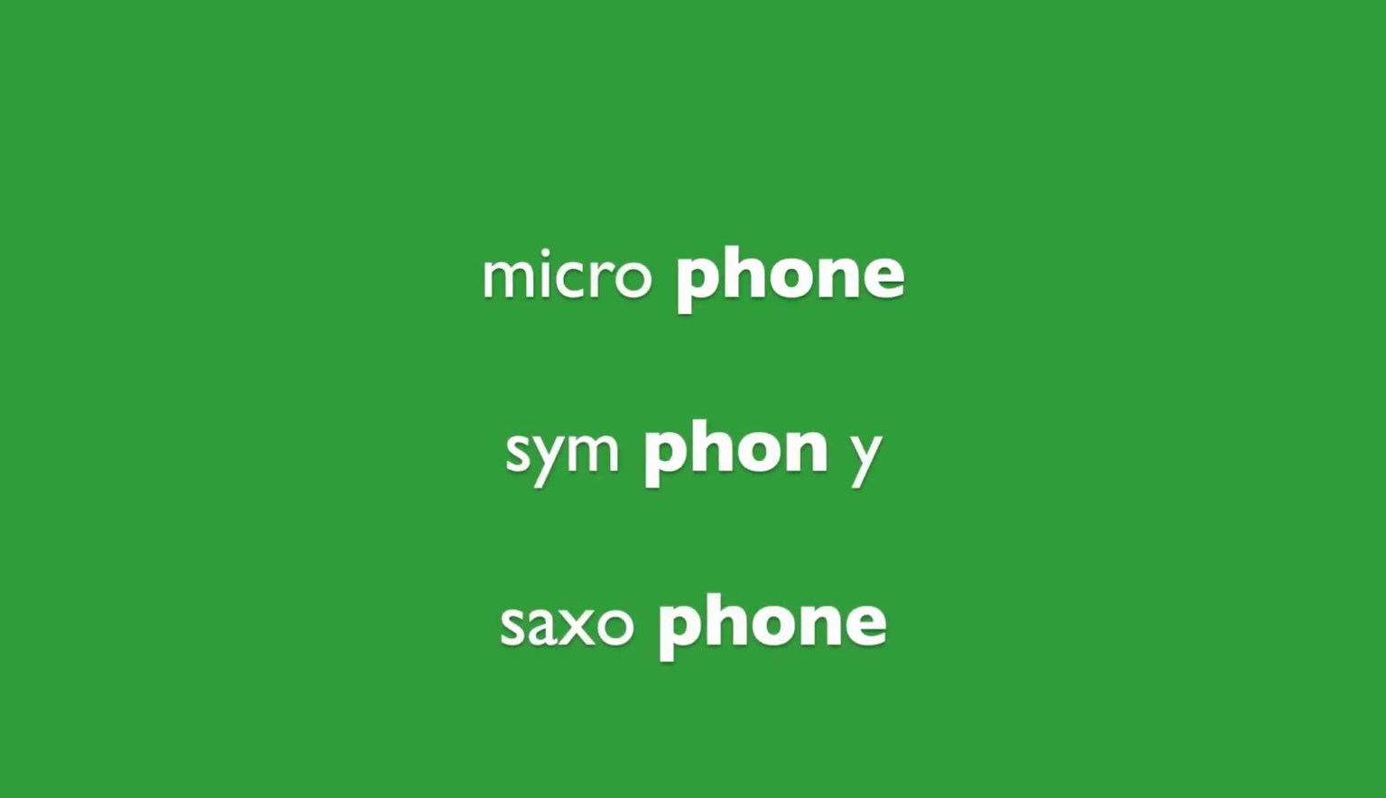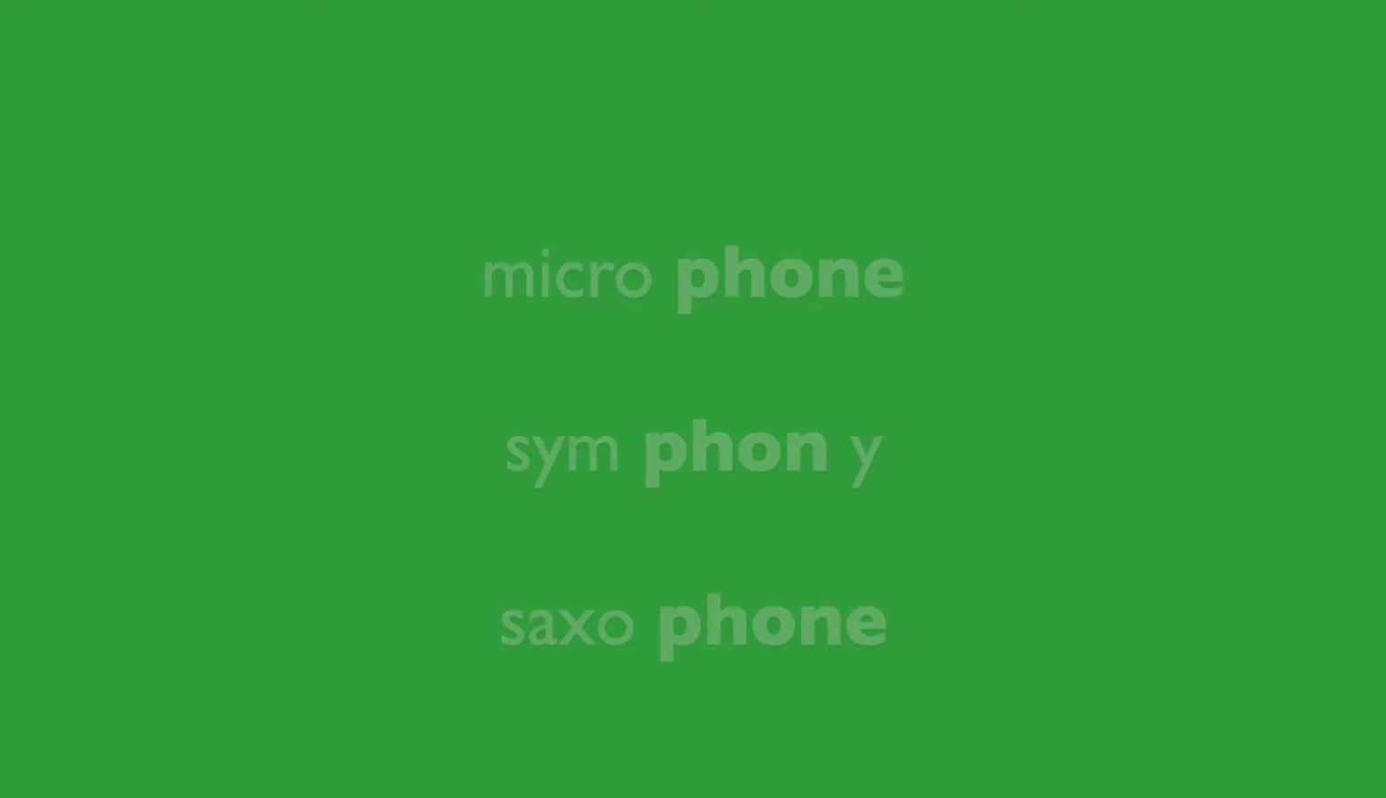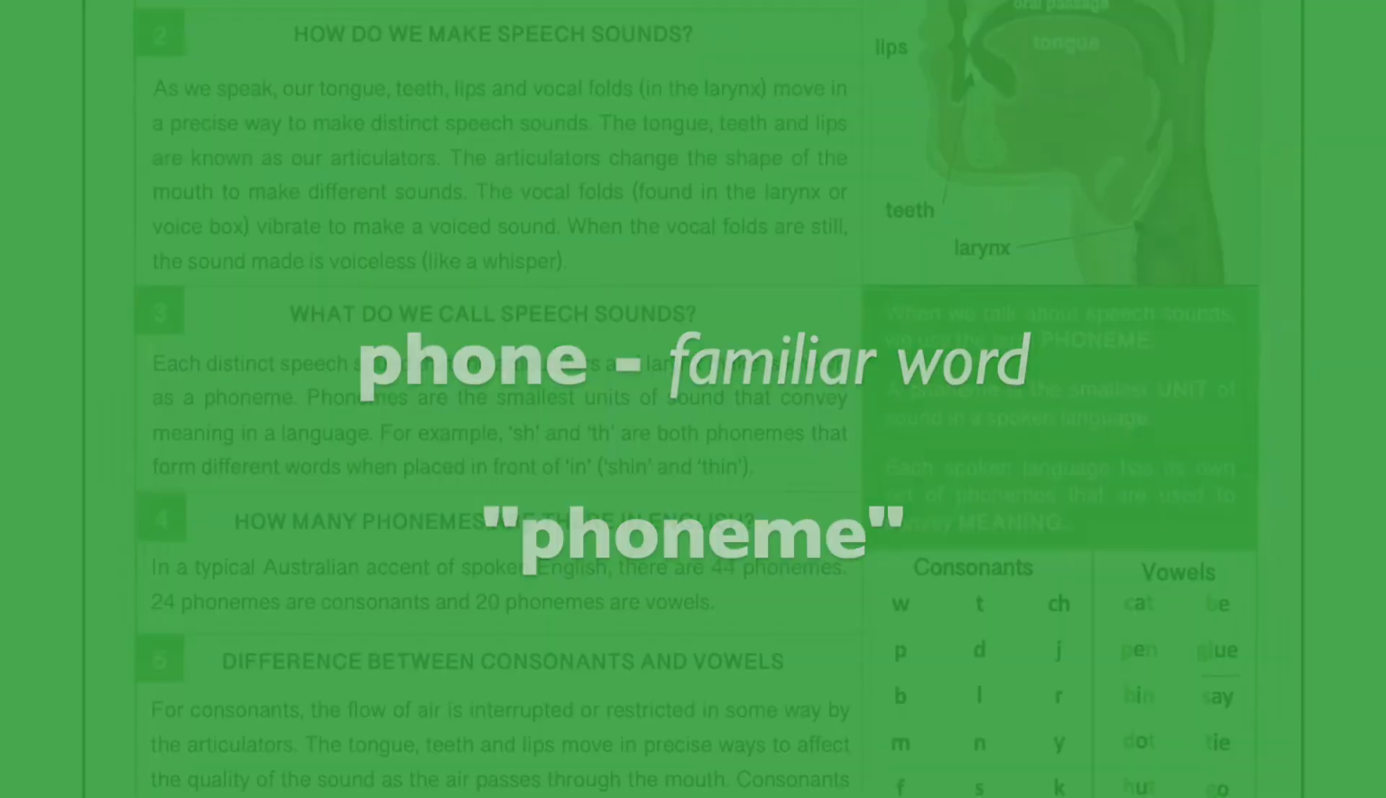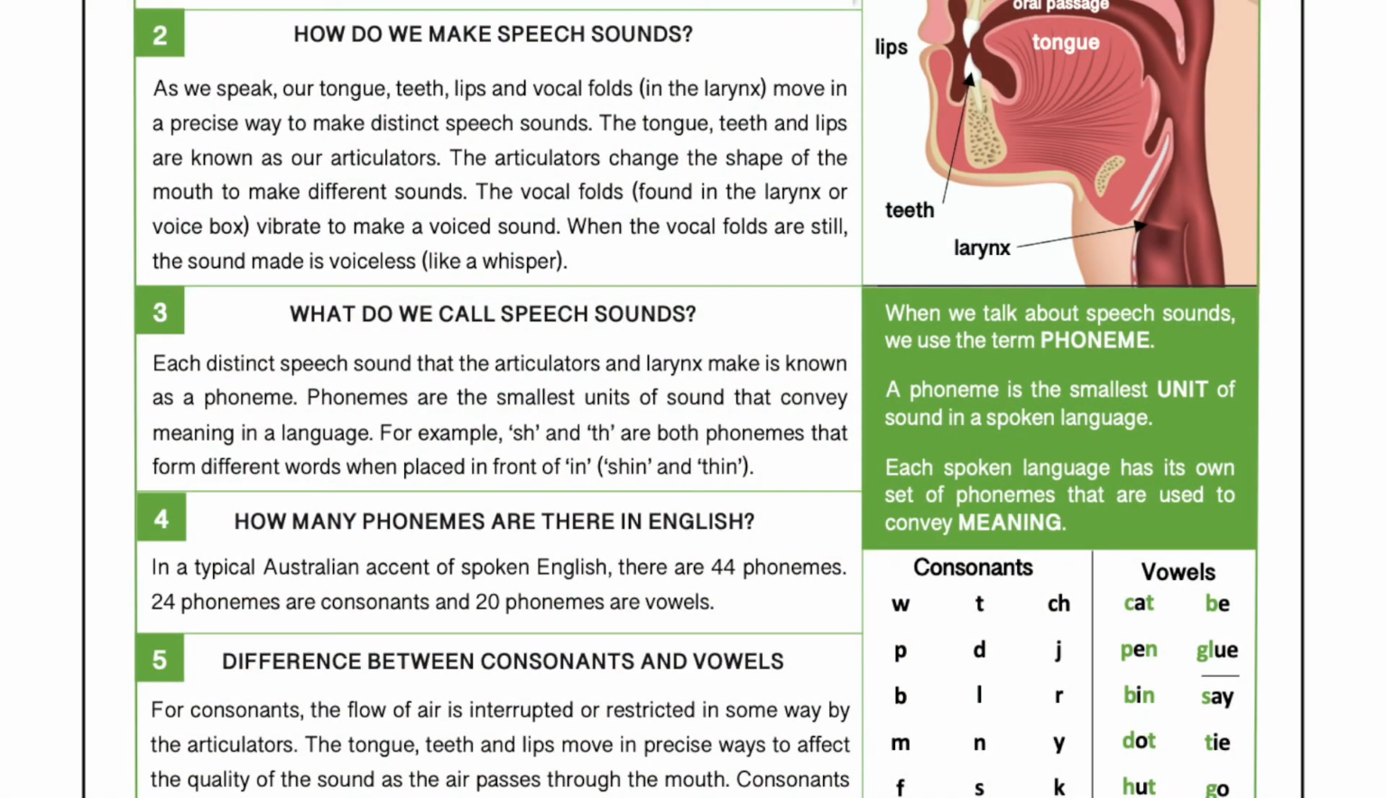Or what else has phone? Microphone. Or a symphony. So think about the fact that phone is a word that we're familiar with. It's just that phoneme is one that we're not really familiar with. So phoneme is referring to sound, and we can see in the green box, a phoneme is the smallest unit of sound in a spoken language.